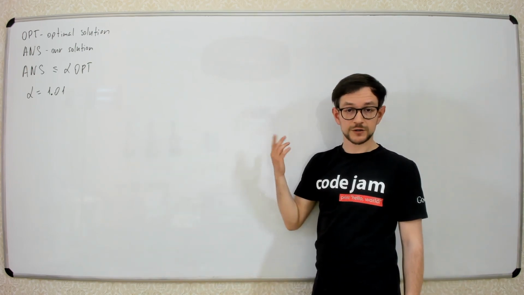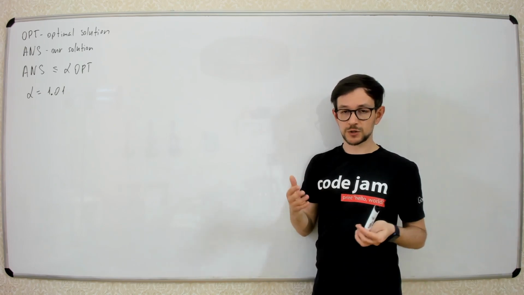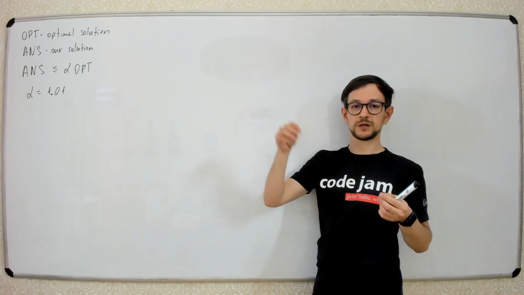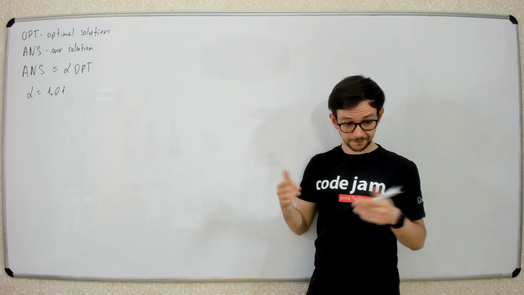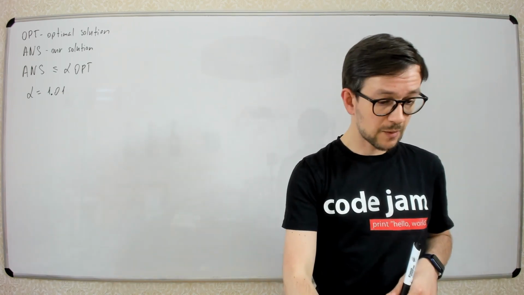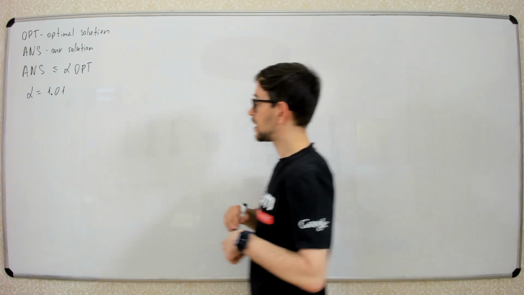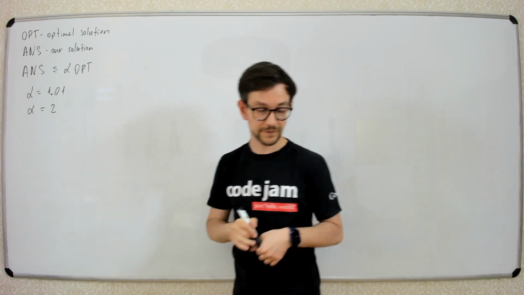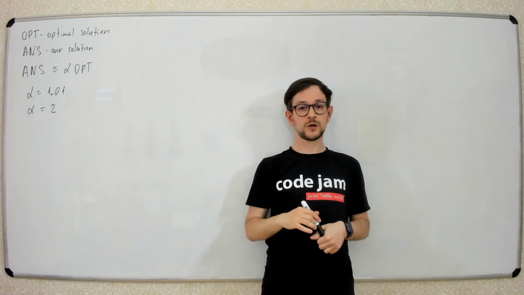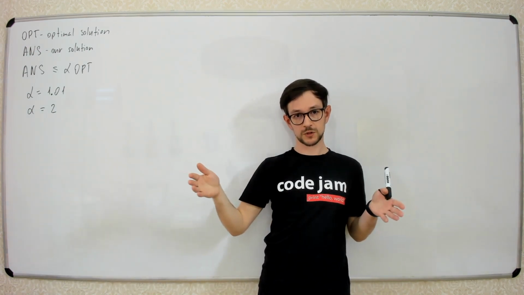So this is pretty good, right? You can find some solution which is at most 1% worse than the optimal solution. So that's pretty good. In some other cases, you may find something like alpha equals 2. What does it mean? You find some solution and it is twice worse than the optimal solution.